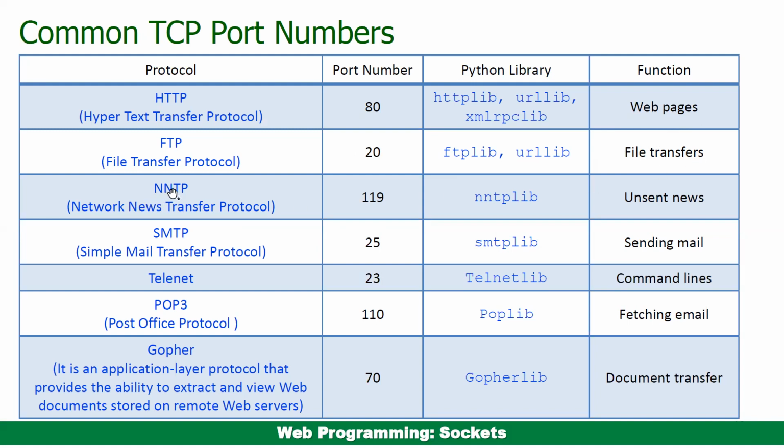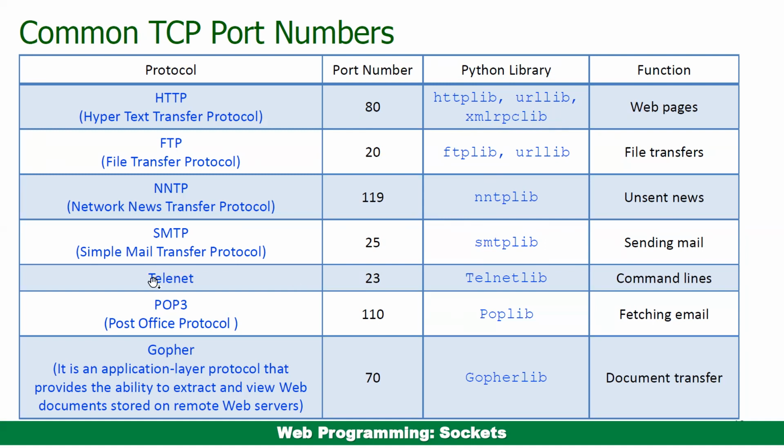The next protocol is NNTP, which stands for Network News Transfer Protocol. Its port number is 119. Its Python library is nntplib. This is used for Usenet news. Then the next protocol is SMTP, which stands for Simple Mail Transfer Protocol. Its port number is 25. Its Python library is smtplib. You can observe the libraries almost always take the name of the protocol itself and end with lib. Then this SMTP is used for sending mail communication.